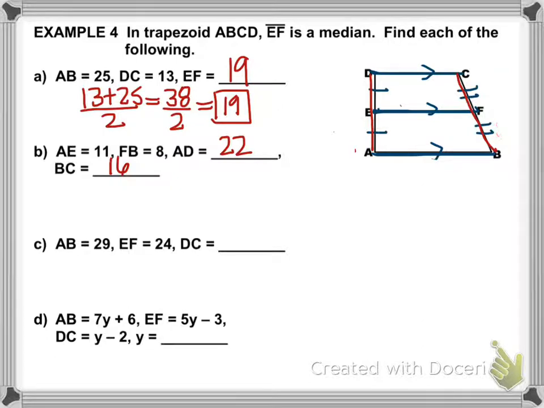All right. Let's go ahead and look at the next one. Trying to recycle this. Okay, the next one. AB equals 29.